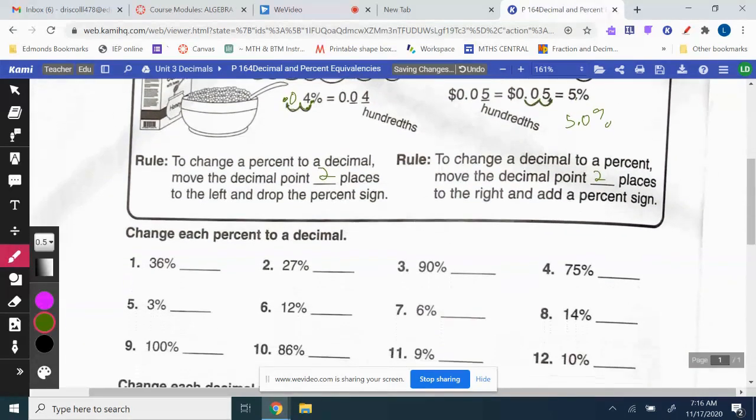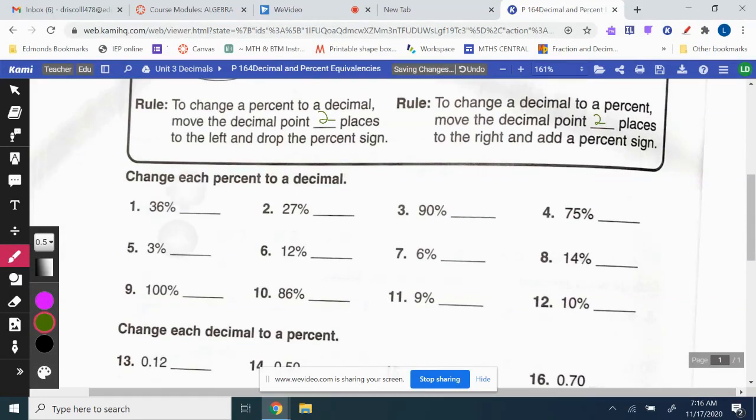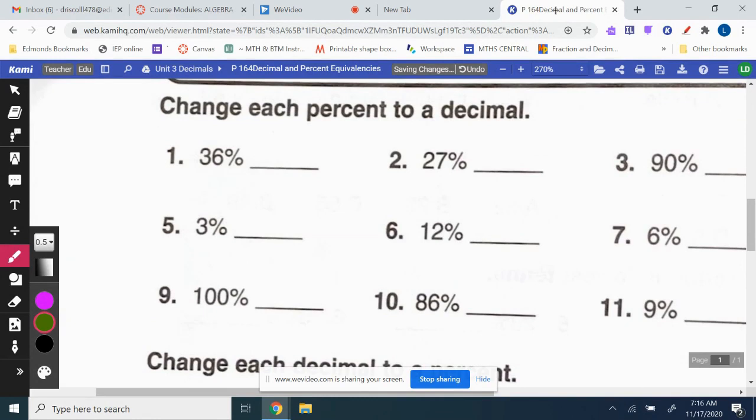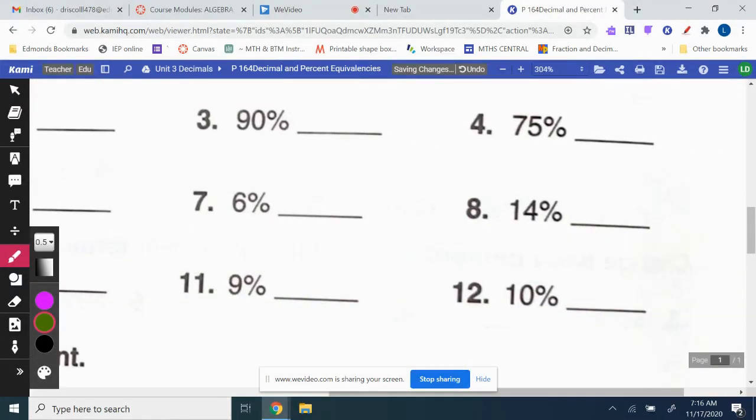So let's try this out on number 5. So if I have 3%, one way you might look at this would be as this is always going to be over 100. So I know that that number has to go into my hundreds place. So this is 0.03. Or on number 7, if you're great with moving decimal places, that's awesome. The rule is move it 2. So if my decimal is here, I'm going to move it 2. 1, 2, put in my 0 and drop my percent. So it's going to be 0.06.